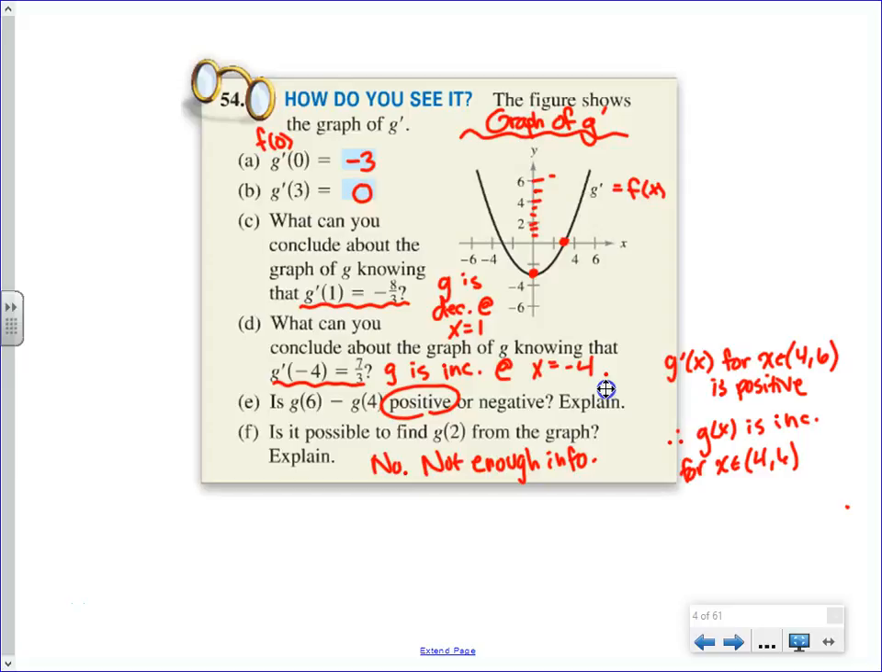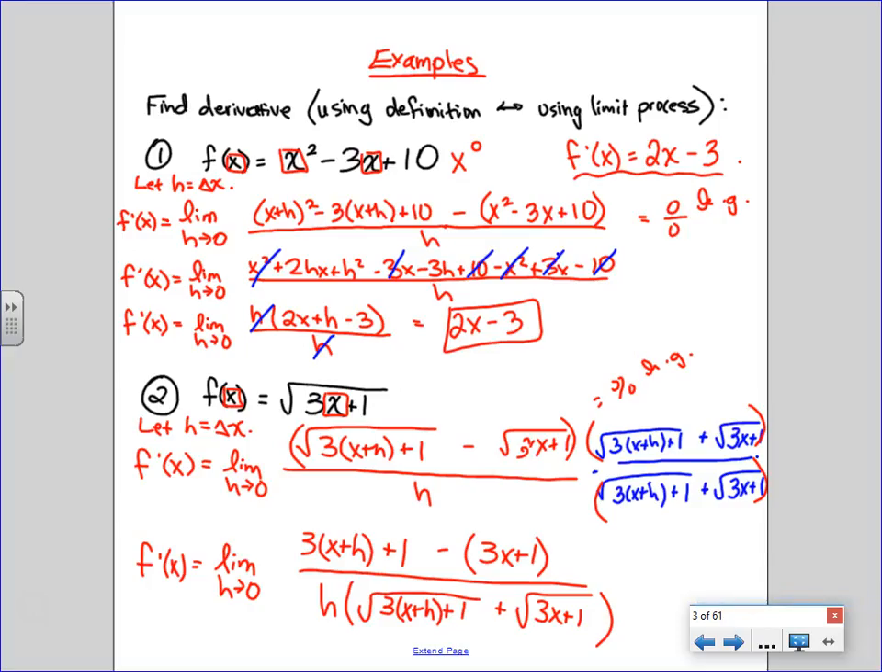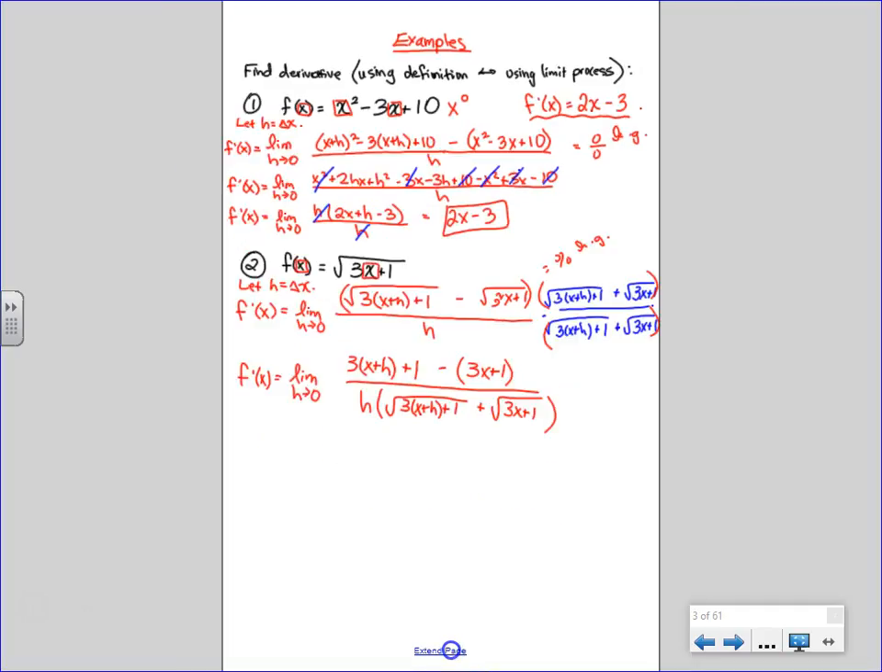We can tell things about the original, but we can't go finding points outright without more information. Let's go ahead and go back to our notes. Yesterday we were practicing how to find derivatives using the definition, hence using the limit formula, or we could say the limit process. We didn't get to finish number 2 entirely, did we?